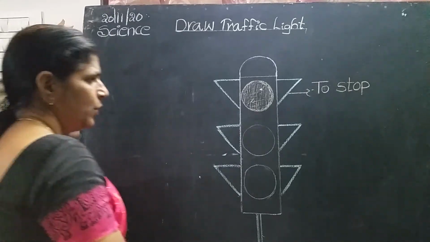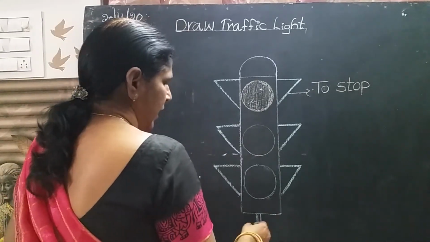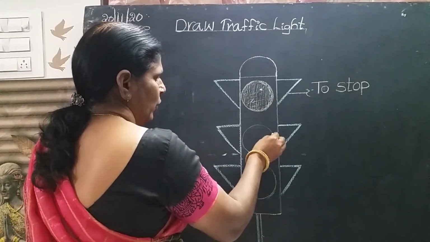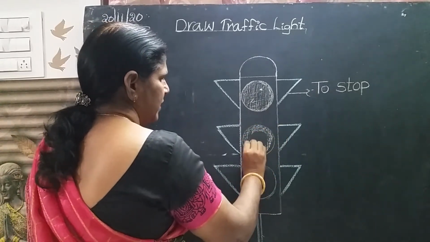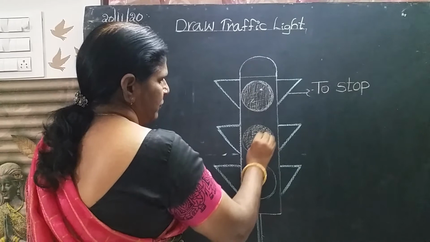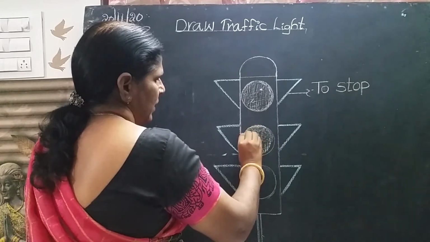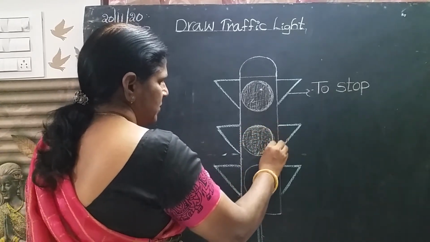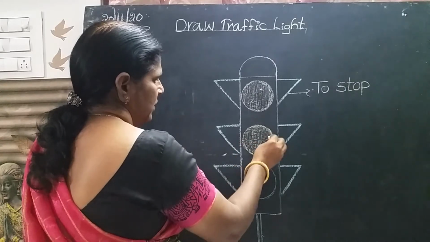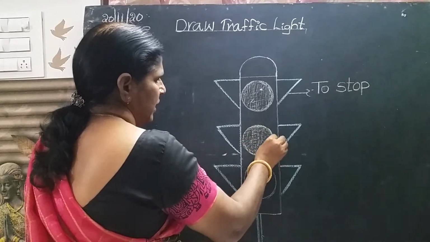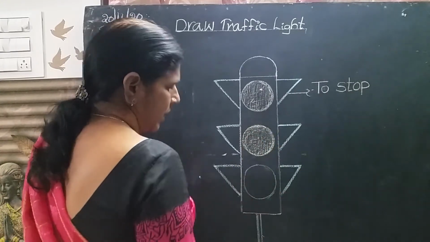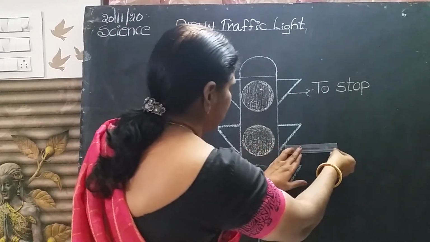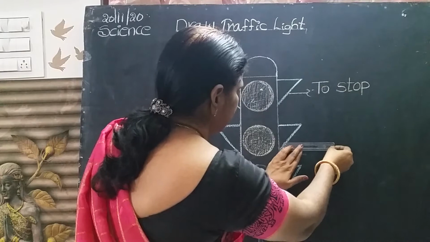colors. Now yellow light says ready to go, wait some time. Wait for some time. Yellow light. This is the yellow color. Okay, this circle you have to fill with the yellow color. What do you have to write here?